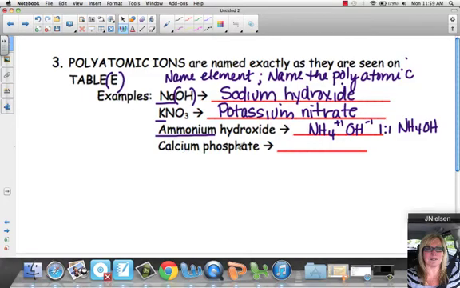Calcium phosphate. Calcium has a +2 charge. Phosphate is a polyatomic. It's PO4 minus 3. So now this 3 has to come here, and this 2 has to come here. So it becomes Ca3. Well, I can't write PO4 and then a 3 next to it. What this is telling me is that I have 3 PO4 groups. So I have to put the PO4 in parentheses and then put the 3.